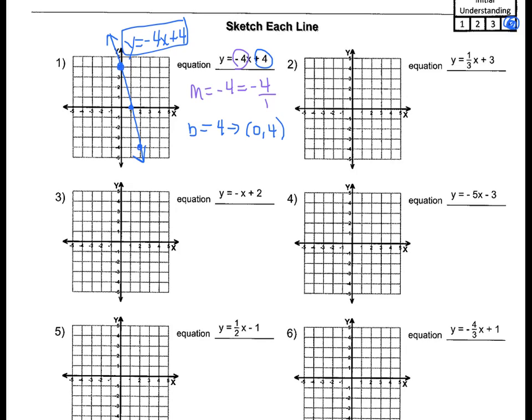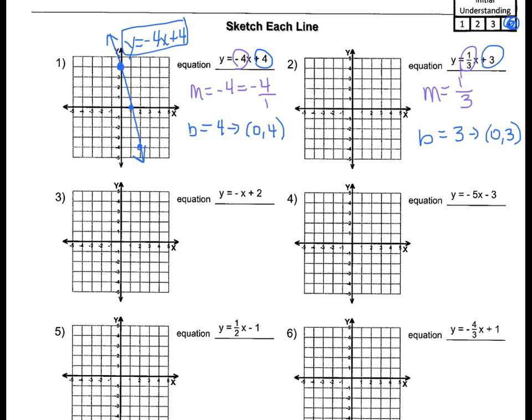So let's do number 2 together. Identify your m and your b. Let's identify our m first. Our rise over run, or slope, is 1 over 3. It's already in fraction form, so we can keep it. And then our b is equal to +3. Our coordinate would be (0, 3).